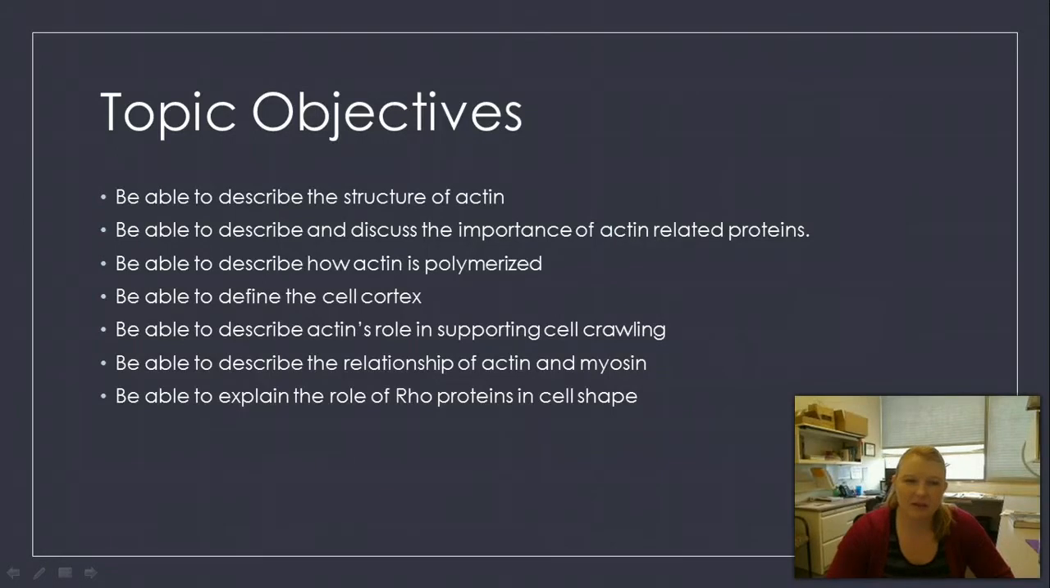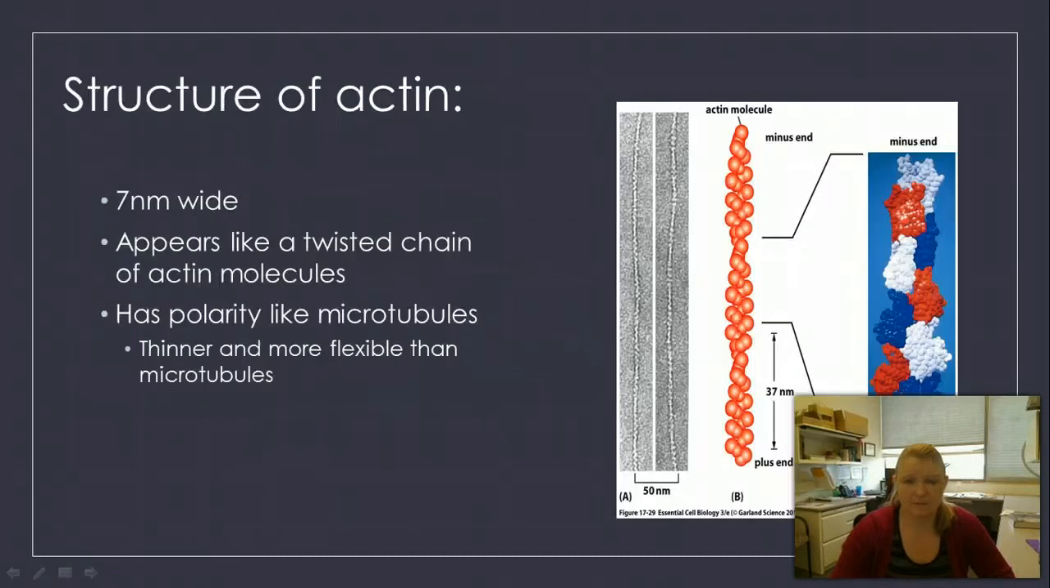Some of these last ones, especially the relationship of actin and myosin, are important, and you'll see that a lot more in topic 4, how that actually works, but be aware that this topic objective fits in both topics.